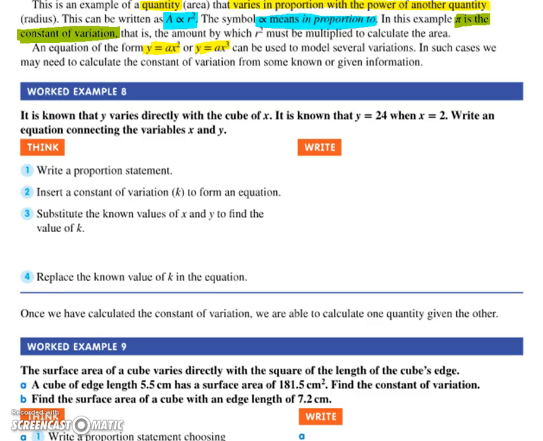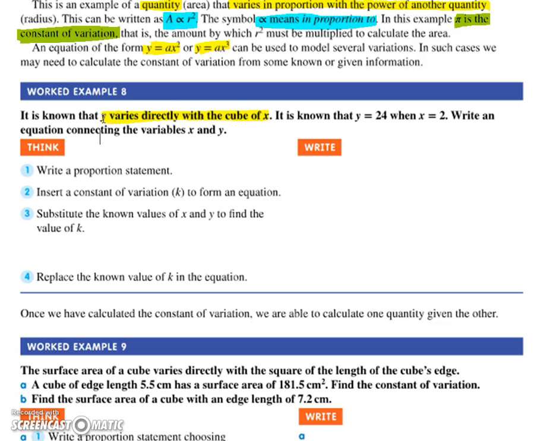Okay, so we're looking at direct variation. In this particular case, and these are done with practical problems as well, but we always start off with these very, very abstract things. We know that y varies directly with the cube of x. So I'm going to highlight that. Y varies directly with the cube of x.